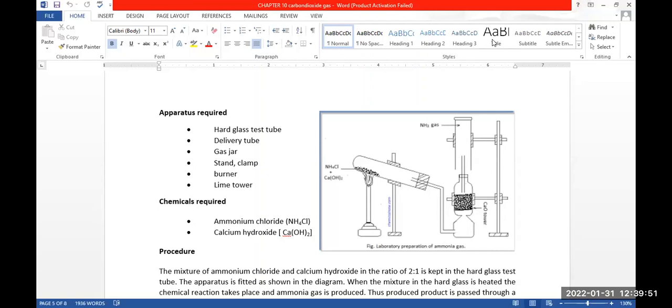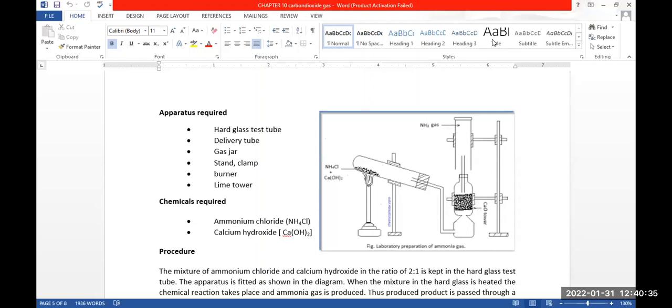When ammonia gas reacts with carbon dioxide gas under pressure at 1500 degrees Celsius, urea is produced. Urea is fertilizer containing nitrogen. The molecular formula of urea is NH2CONH2. NH2CONH2 is urea. It is produced by heating the mixture of ammonia and carbon dioxide at 1500 degrees Celsius. This is the reaction.